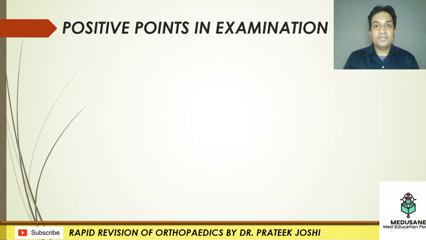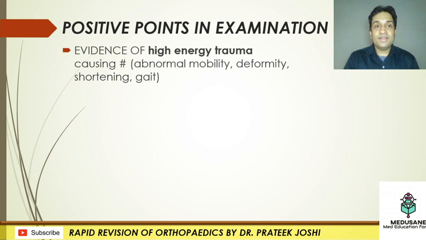Now, positive points in examination, the things we have to look for here are, firstly, there is evidence of high energy trauma which has caused a fracture. So we could find an abnormal mobility at the fracture site. We could find a deformity where if the fracture has partially united, then the mechanical axis of the limb will not be in the normal anatomical axis.